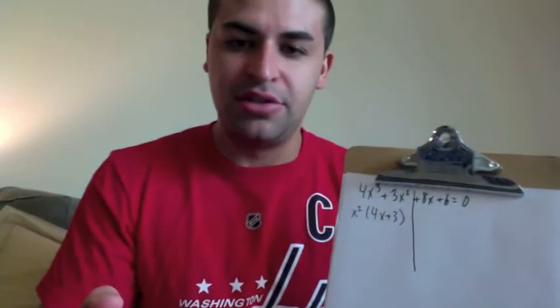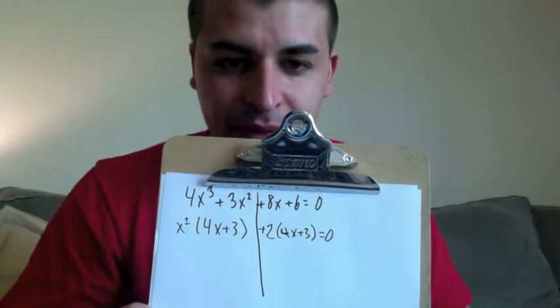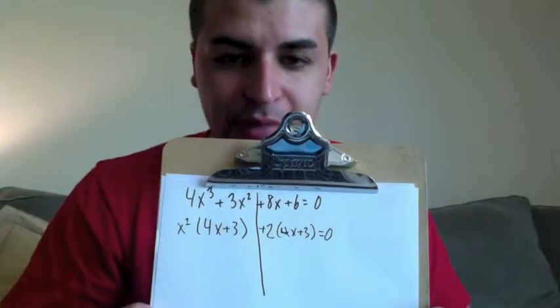For the first two, it'll be x squared. We're left with 4x plus 3. And for the next two, it'll be 2. So plus 2 and 4x plus 3. So we have x squared times 4x plus 3 plus 2 times 4x plus 3.